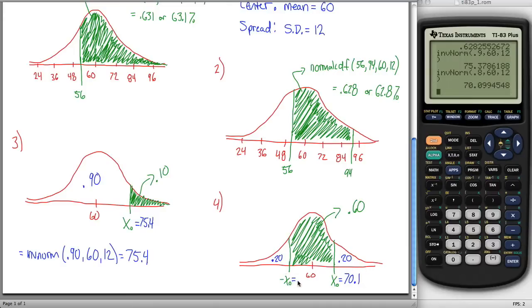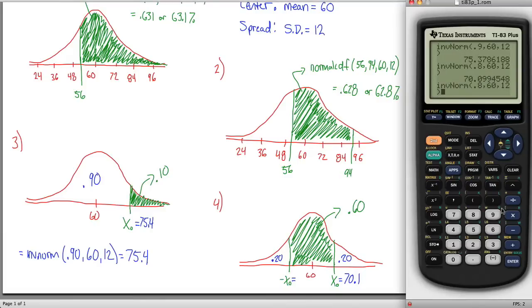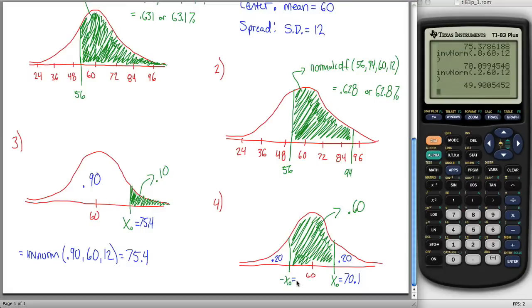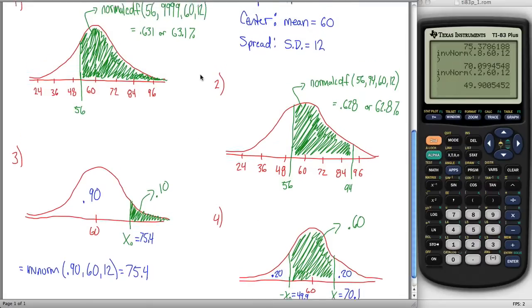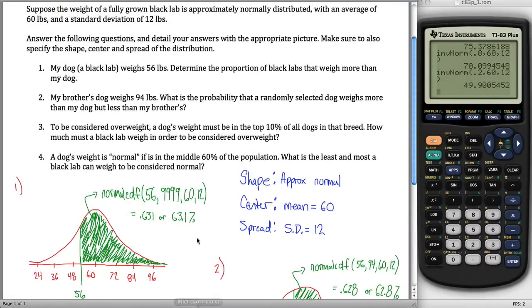And then you can just use some symmetry to find this other value. But I guess it's just as easy to go back and do this again, except with a 0.2 instead of a 0.8, because only 20% is below this point. And what that tells you is 49.9 is my cutoff on this side. So to get the middle 60% of weights, it's dogs that weigh between 49.9 pounds and 70.1 pounds. And I guess I'm out of room, so that's the end of this problem.